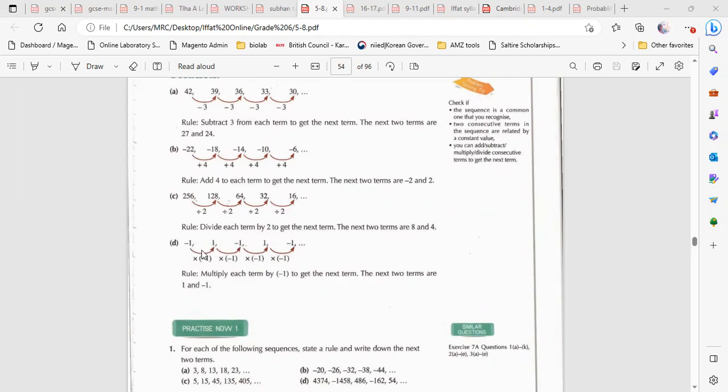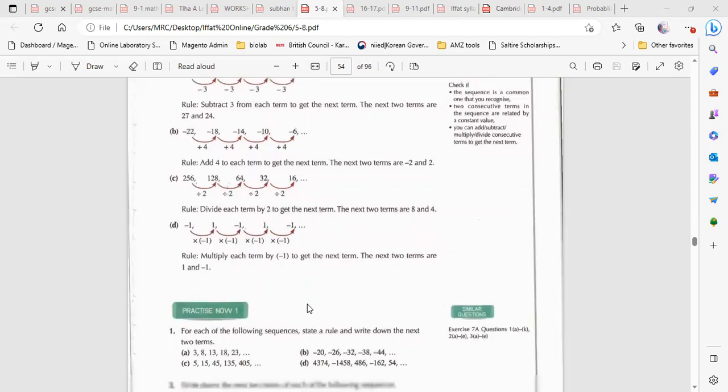Here we have minus 1, 1, minus 1, 1, minus 1, and so on. So we are multiplying here by minus 1. Multiply by minus 1, we are getting the next term. So multiply each term by minus 1 to get the next term. The next two terms are 1 and minus 1.